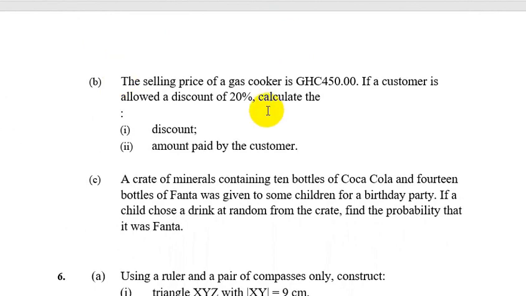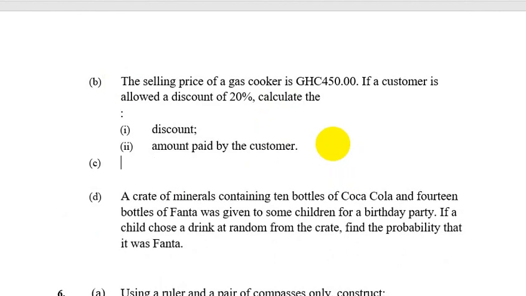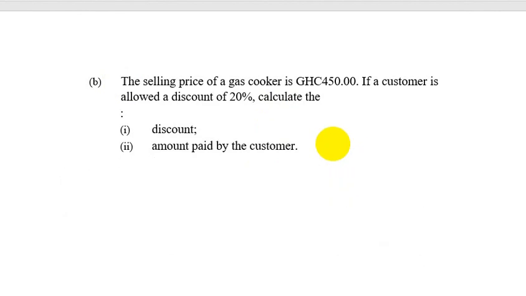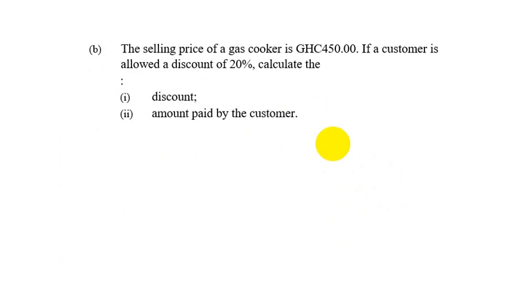Now you are going to buy something at the store, and when you get there, they say, oh, we are having a promotion, so we will give you 20%. I hope you are happy with that. Then you say, oh, then I want to buy a cooker. Oh, it's 450. The price is 450. We will give you 20%. So calculate and pay. Now the person is telling you to calculate and pay.